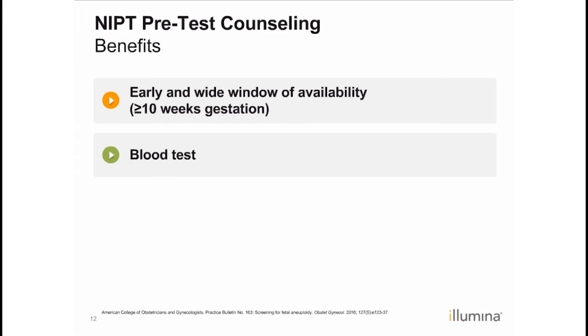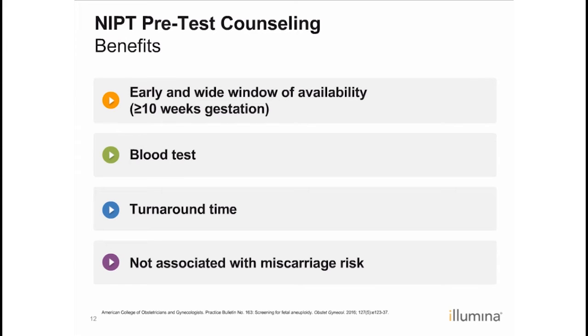The turnaround time is relatively quick, but depends on the particular laboratory or test, so it is important for us as ordering physicians to familiarize ourselves with the lab that is doing the testing. And because NIPT is not associated with a risk of miscarriage, NIPT can be a reasonable choice for many patients who are declining diagnostic testing or are unsure about diagnostic testing and desire a more refined risk assessment before making a decision about diagnostic testing.